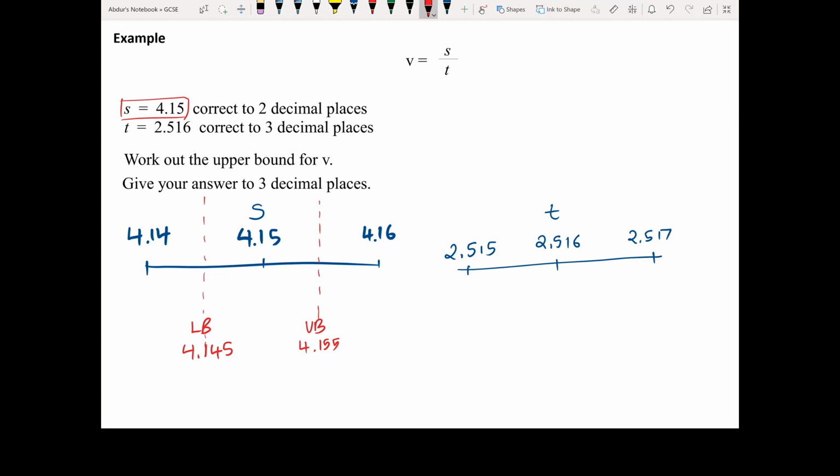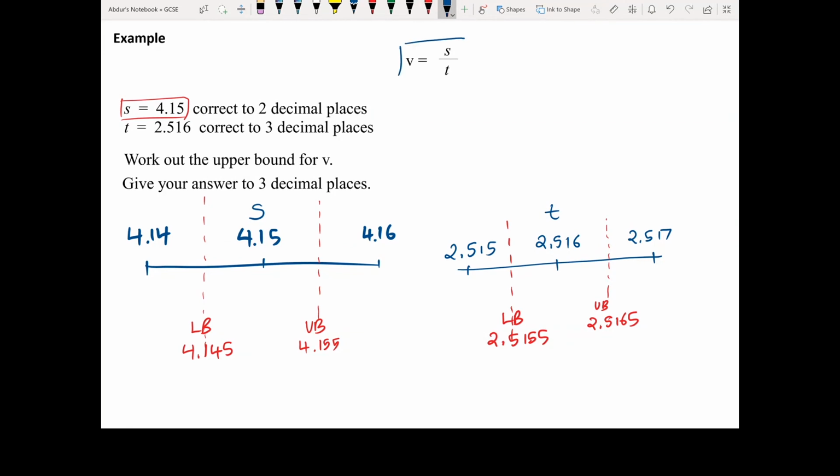So what is the highest value that this could have been for it to have rounded to 2.516? Well, the highest value is the upper bound for T, which is 2.5165. Then halfway between 2.515 and 2.516 is the lowest value that T could have been, and that would be the lower bound, which is 2.5155. So now we've got the upper bound and lower bound value of T as well, we can focus on the calculation.